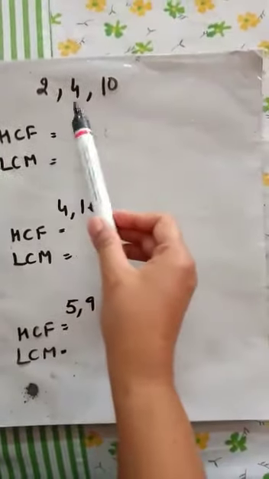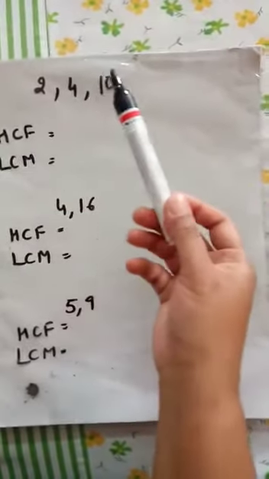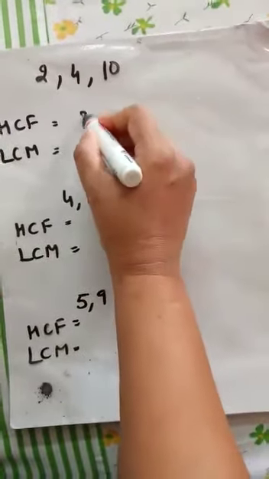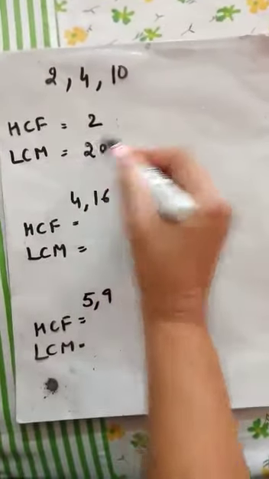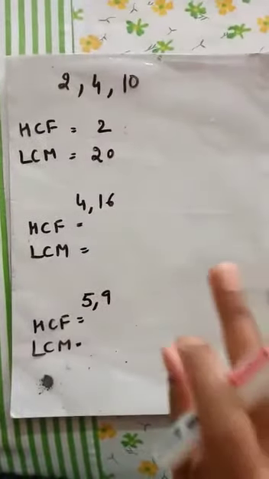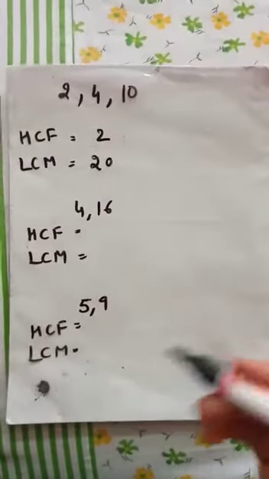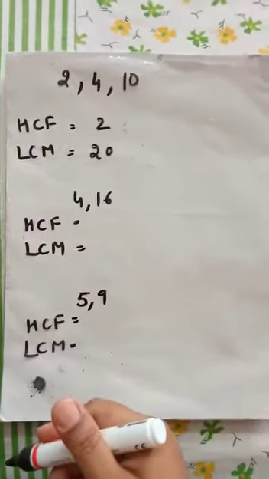Like see 2, 4 and 10, there are 3 numbers and I have to find out HCF. All of you can calculate what is HCF of this, so I'm just writing it straight away that HCF is 2, and what will be the LCM? The LCM will be 20. I'm not here to tell you what is HCF and what is LCM. I'm just discussing a pattern so that you can understand why we apply HCF somewhere and why we apply LCM somewhere.